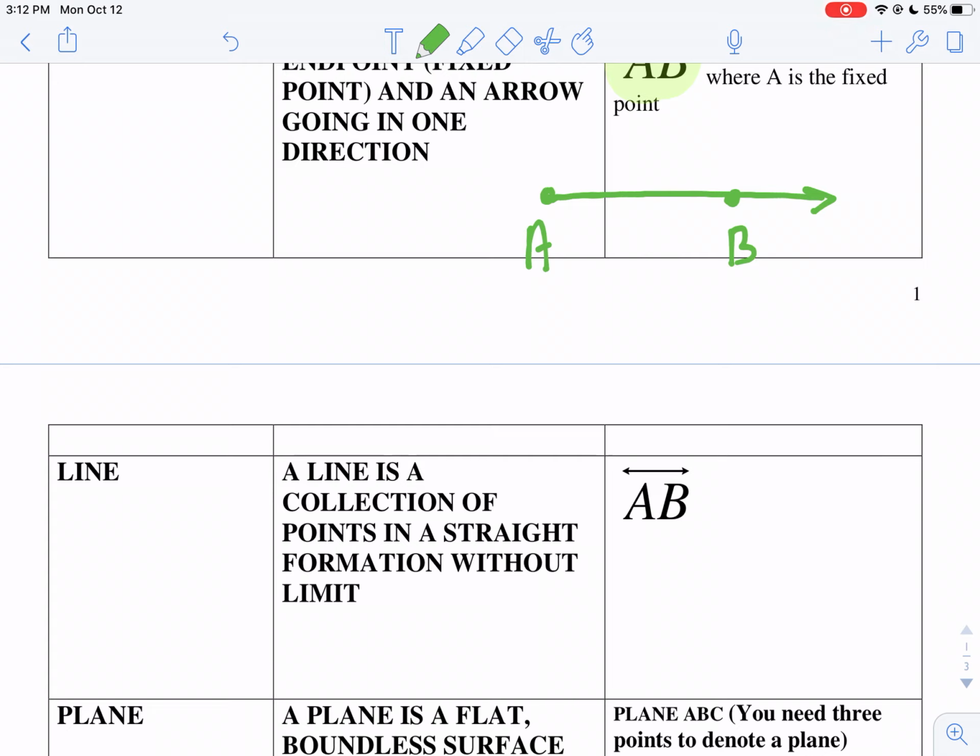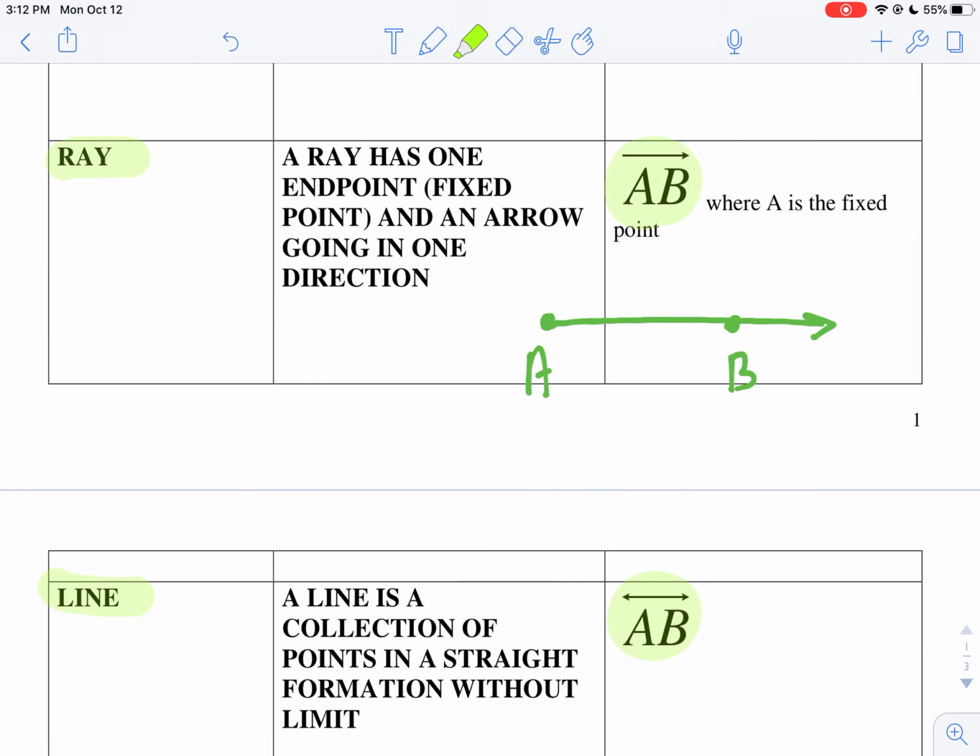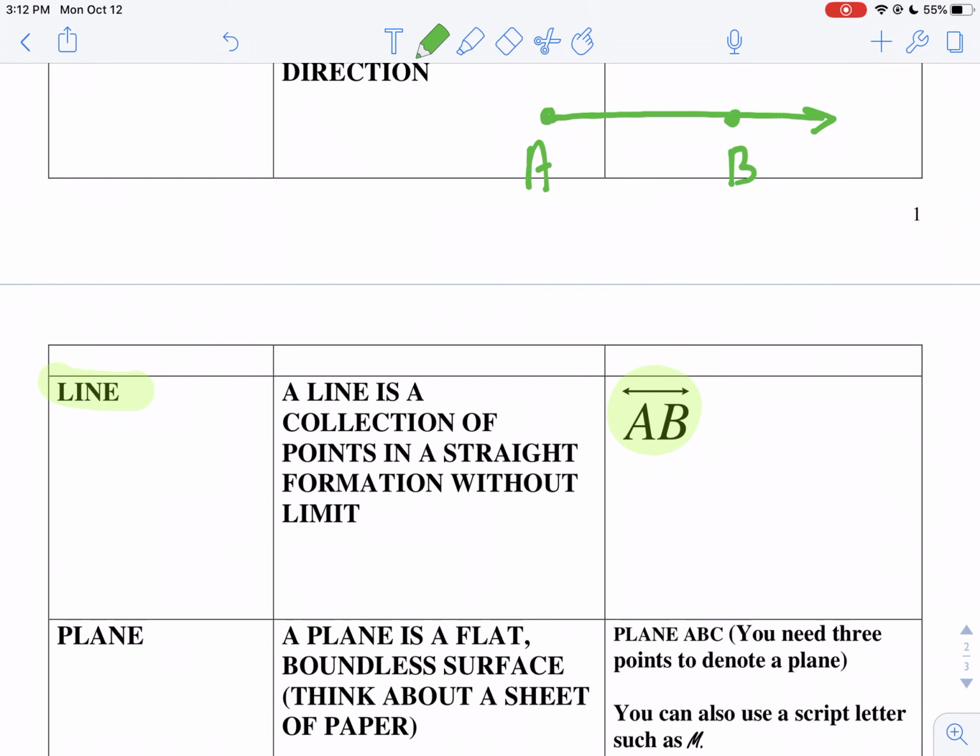Next one, a line. Okay, a line is a collection of points in a straight formation without limit. A line goes on forever in both directions. This is the notation for a line. You have two capital letters and you have a bar on the top and two arrows on both sides. Okay, so notice that for a ray, it is only one arrow. Okay, for the line, it's two. And we also use lowercase letters like L for a line, okay? So we could just say line 1 and line 2, for example. We could do that also, okay?